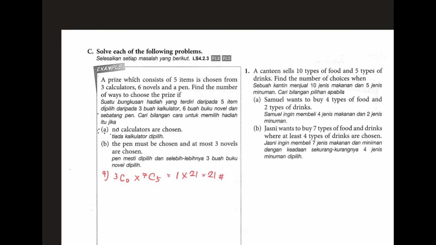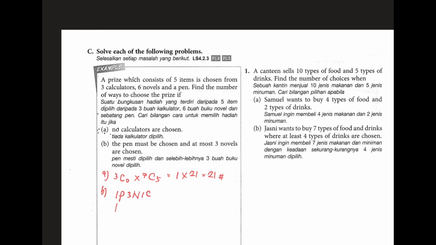Okay, part B. The pen must be chosen and at most 3 novels are chosen. So for this case, there are many possibilities. Okay, the pen must be chosen. 1 pen. At most 3 novels means 3 novels, 2 novels, 1 novel, or 0 novel. Okay, so 3 novels and the pen. We need 5 items, right? So now we have 4 items. So 1 calculator.